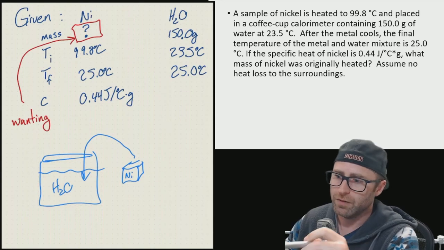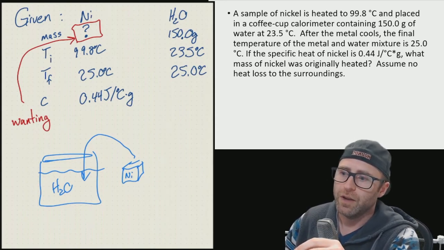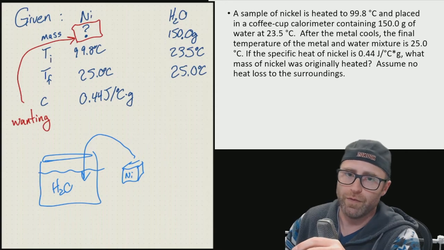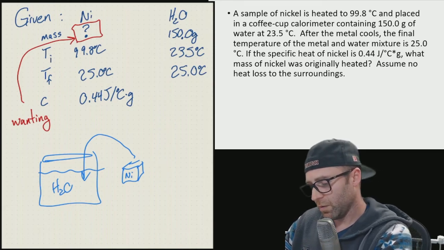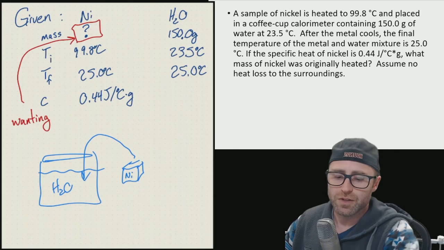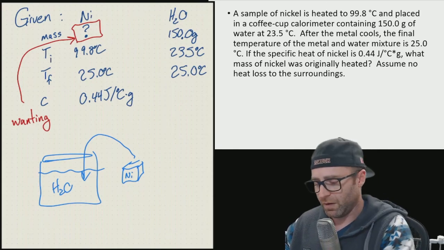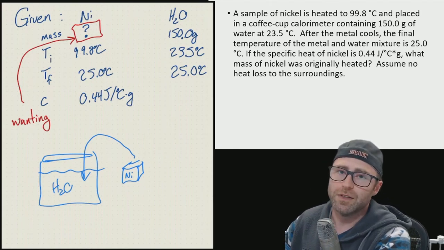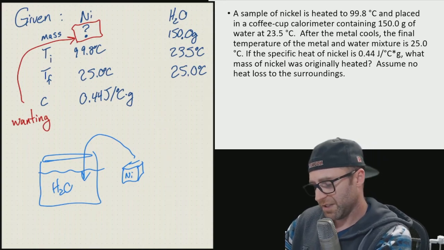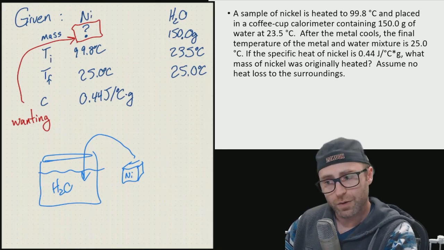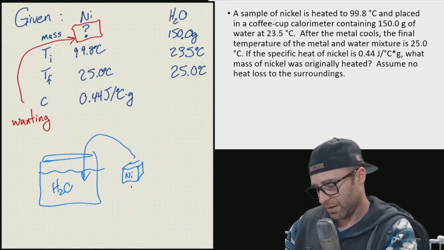The information that we're given, we've got written down. The information that we're wanting, we've got written down. Now it's up to us to figure out how this information can be related to one another. So let's start using some of our thermodynamic terms. First, let's think about system and surroundings, because we've done that a lot in this class. Specifically because our nickel is going into our water, let's call the nickel our system, and let's call the water our surroundings.